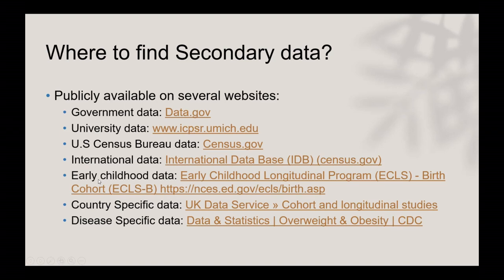Then, as I said, there are various age groups. This is one example of early childhood data. Early childhood data is basically a longitudinal program. It's a birth cohort. This is the website where you can go and check out what this data is all about. Again, this is publicly available data since it is .gov.